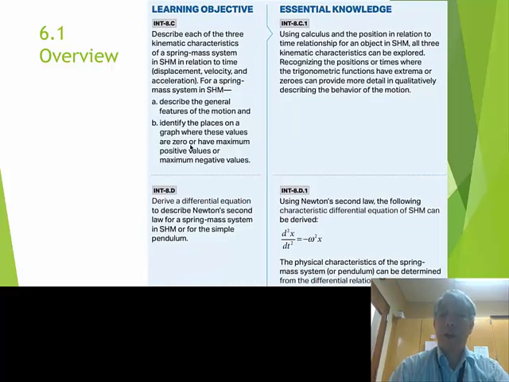Again, essential knowledge, we're going to be incorporating calculus in this. In particular, look at the formula on the bottom. This formula is very important. It basically says that acceleration, which is the second derivative of position with respect to time, is going to equal minus omega squared x. Omega is that same omega that we used in rotational motion. So it's angular velocity, and we'll see how that works.